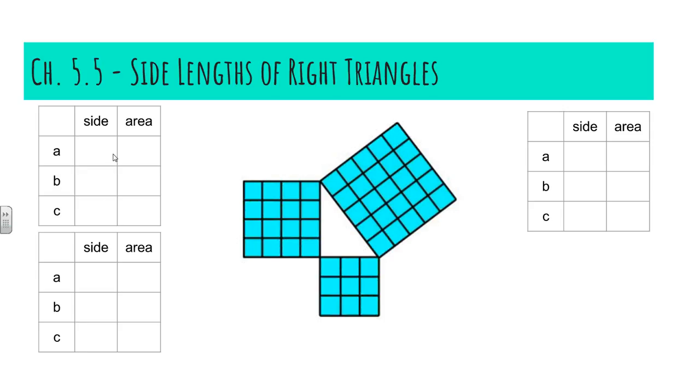I want you to fill that out, so 3, 4, and 5. And then in these squares, you should have 9, 16, and 25. And I want you to notice that the side lengths are 3, 4, and 5. That really doesn't mean anything. We just can count these pretty easily.